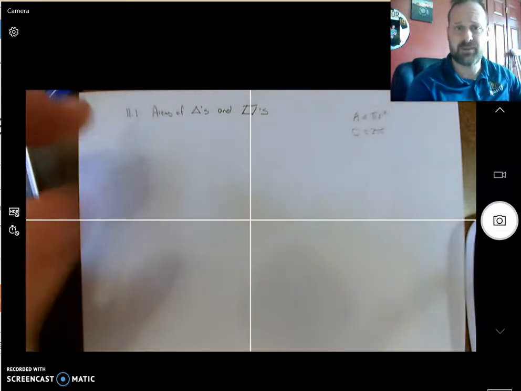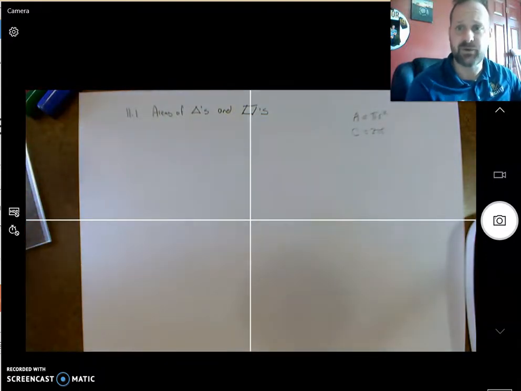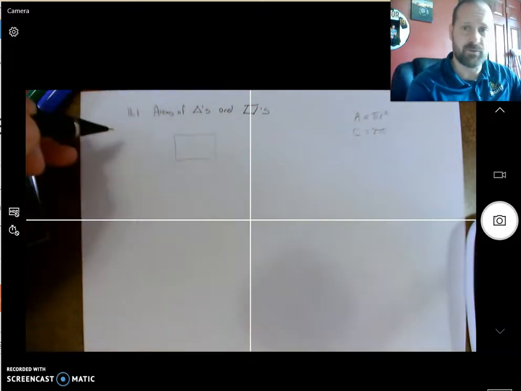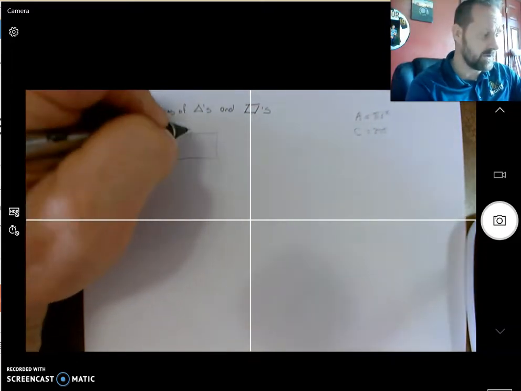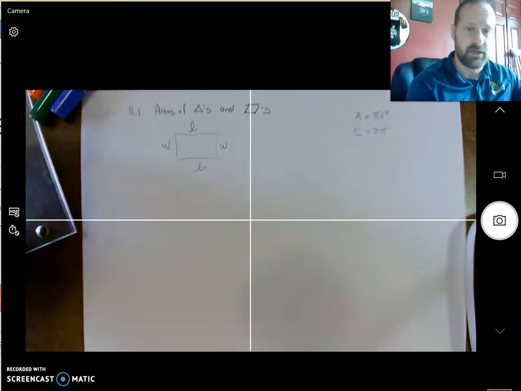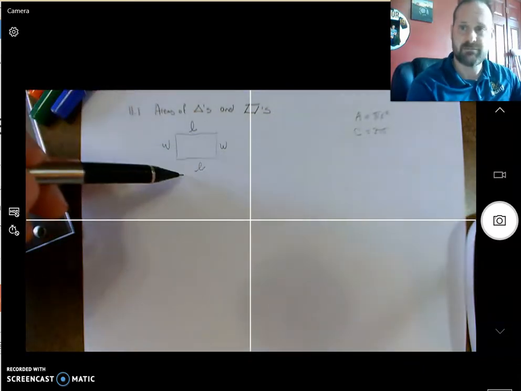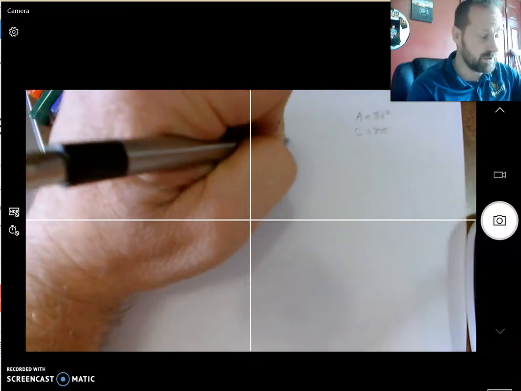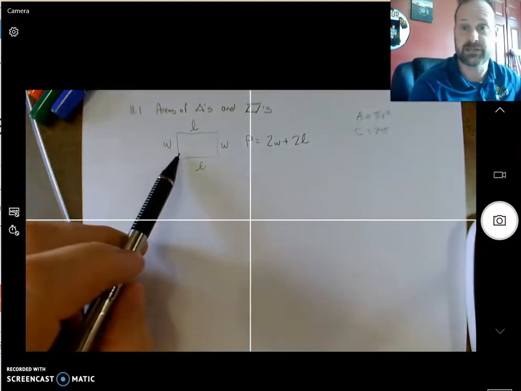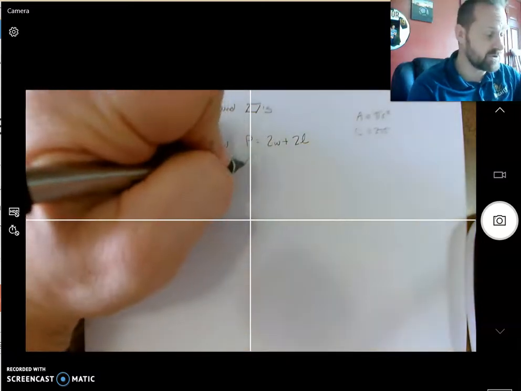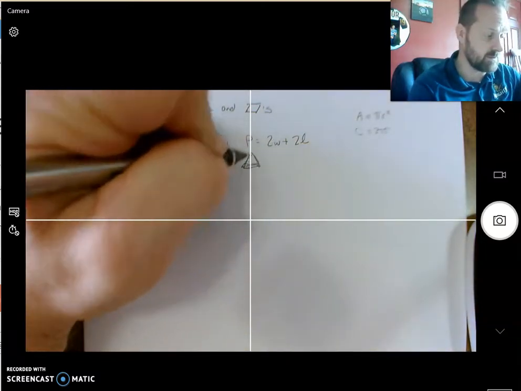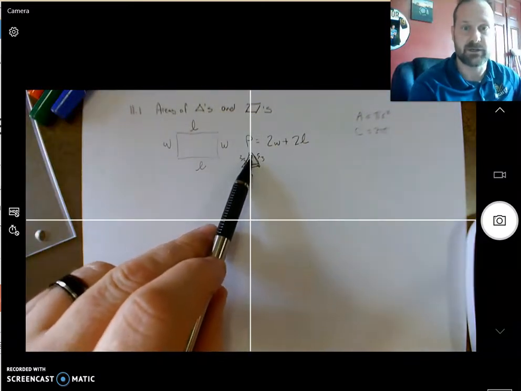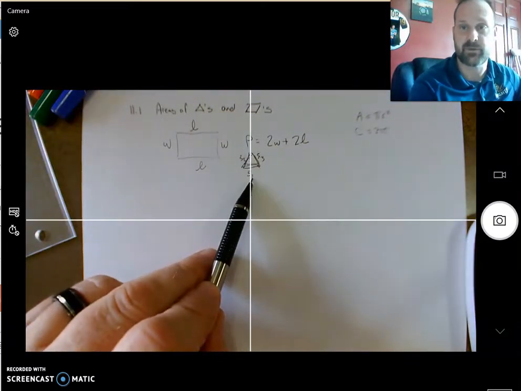Perimeter is a little bit different animal, because really perimeter is just adding up all the sides. You already know the formula for the perimeter of a rectangle. You've got W and L and W and L, and really it's W plus L plus W plus L. But that can be simplified to 2W plus 2L, where L and W stand for length and width. Okay? So if you had a triangle with side 1, side 2, side 3, this plus this plus this is the perimeter of that triangle.